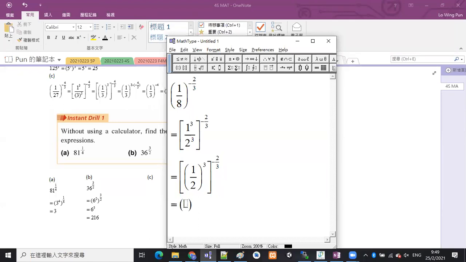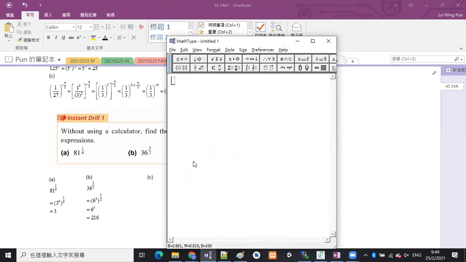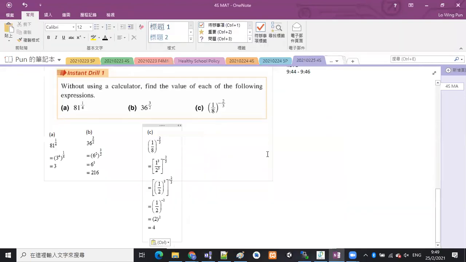Now we can multiply the index together. 3 times -2/3 becomes -2. Okay, and then if it is negative index, you have to make the fraction upside down. That is 2 over 1 or just 2. Okay, to the power 2. That is equal to 4. Okay, are you correct?